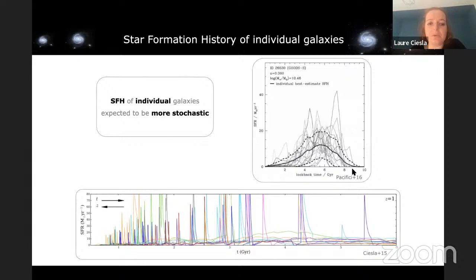They are expected to be more stochastic, and you can see here an example of star formation history. So you have this smooth envelope that I just showed you, like a mean star formation history. But if you take galaxies one by one, you can see all this variation. This is another example from a semi-analytical model, and you can see all the spikes due to different starburst events. So if you want to model one galaxy and recover its star formation history, you have to be able to probe these different events.